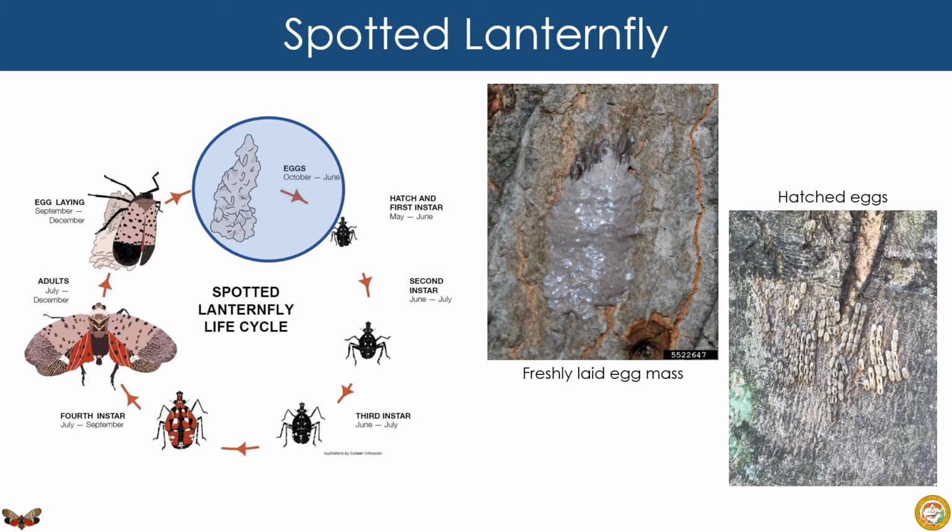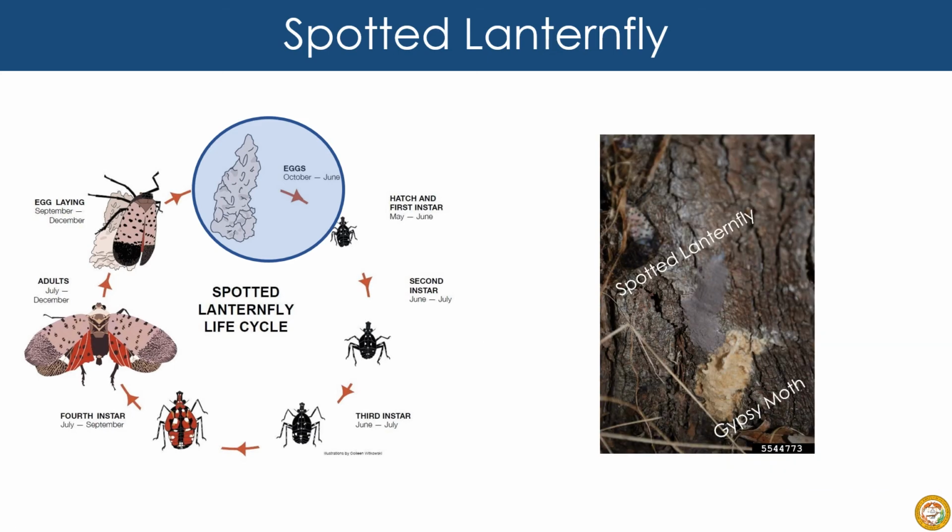The masses are small, roughly the size of a quarter, and have a gray, mud-like appearance. Like the gypsy moth, spotted lanternfly will lay their eggs on just about any smooth surface, and as you can see in this photo, their egg masses are essentially the same size as gypsy moth, small and hard to see.